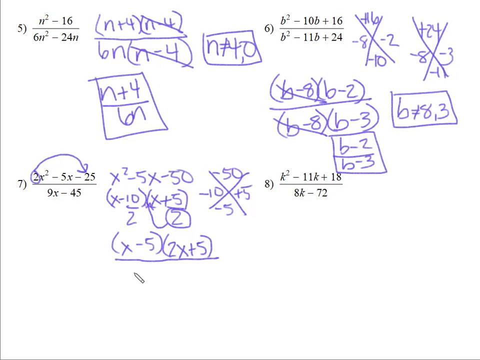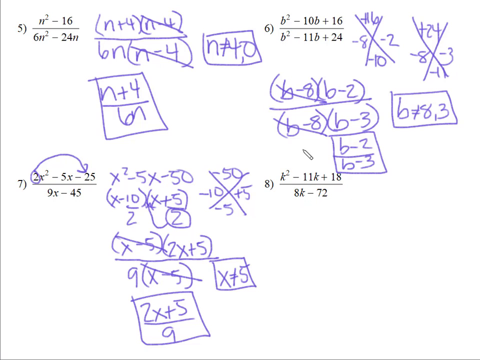Down below we have 9 as a common factor. It divides both 9 and 45. And dividing each by 9, we get 1x minus 5. All right, and now that it's factored out, let's state any excluded values. The value of x that makes the bottom 0 is 5. So we have to say x cannot equal 5. And we do end up having a common factor of x minus 5. So we get 2x plus 5 over 9.